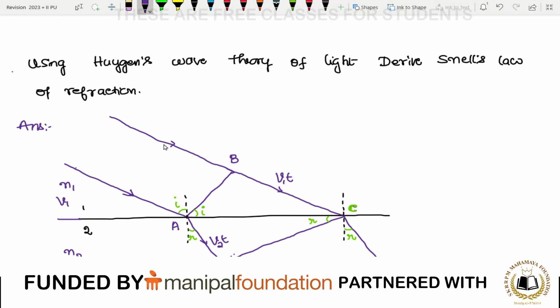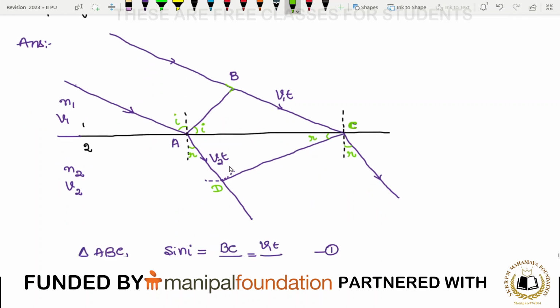So I have taken one plane wavefront AB. This line and this line should be perpendicular here. AB is the incident wavefront. So this undergoes refraction. So B will travel as it is. When B goes and strikes here C, A is going to travel here. So distance traveled from B to C is V1t.